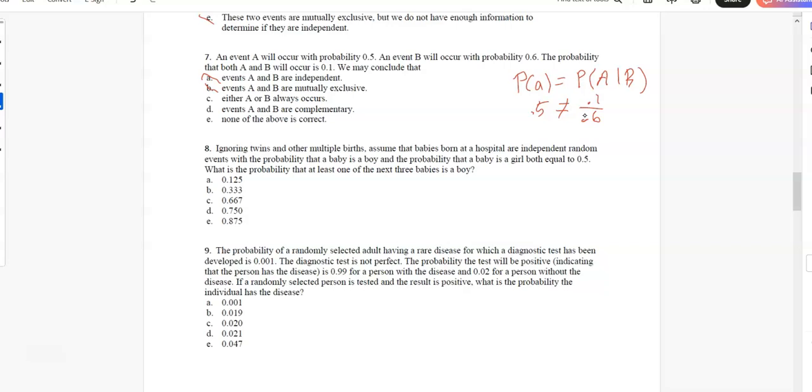So complementary would mean the opposite. That can't be, because there's overlap, and 0.5 and 0.6 don't add up to 1, so they're not complements.